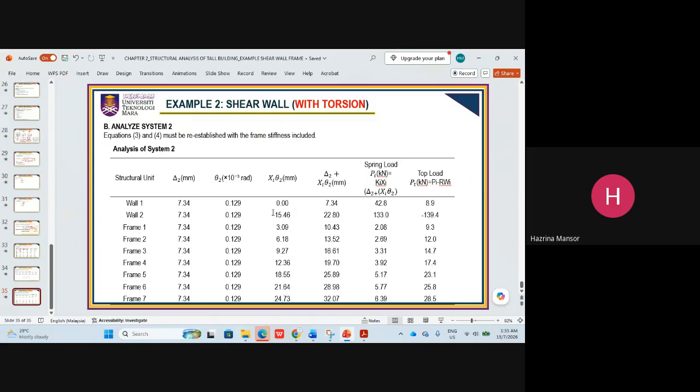So in this case, we can say that for the top load, wall 1 will resist 8.9, and this is the one that will be resisted by wall 2. And here are all the other loading that will be resisted by the frame.